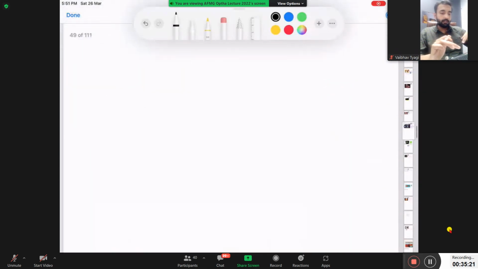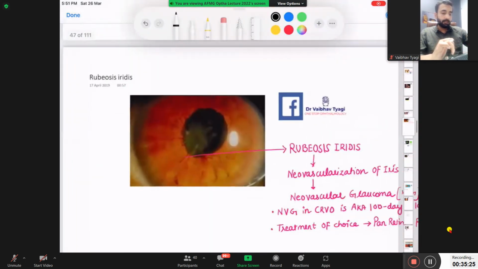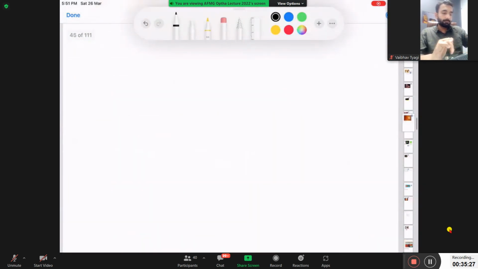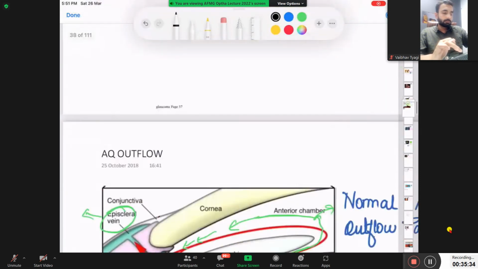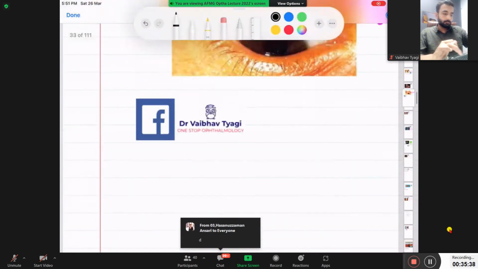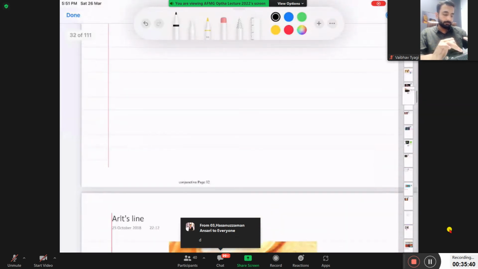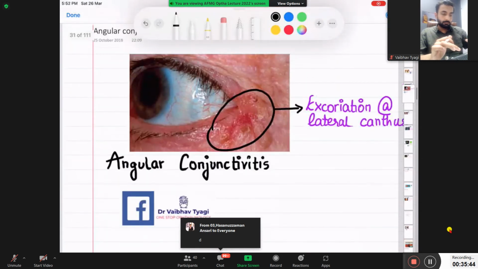Kayser-Fleischer ring is seen in Wilson's disease. Which layer? Periphery, right. Which layer of the cornea is involved? Descemet's, sure? Descemet's, are you sure? Okay.